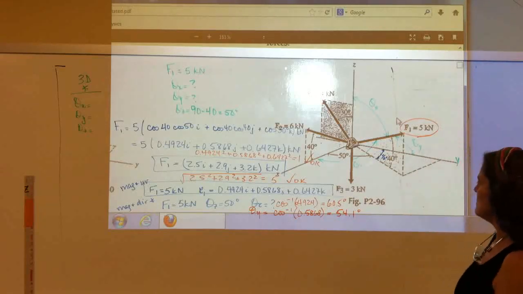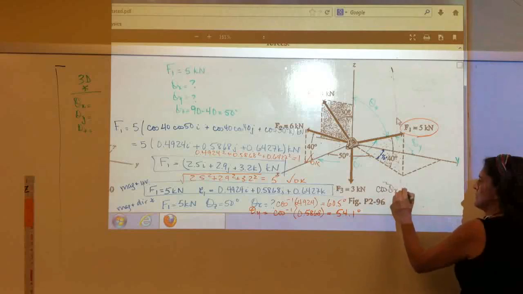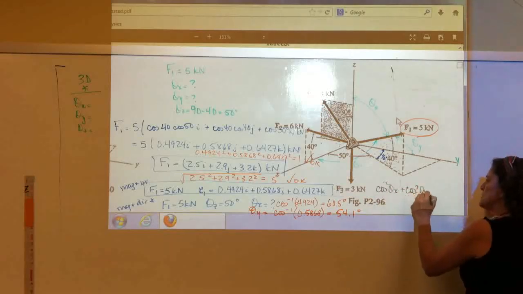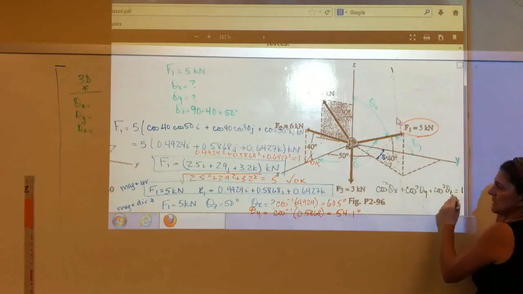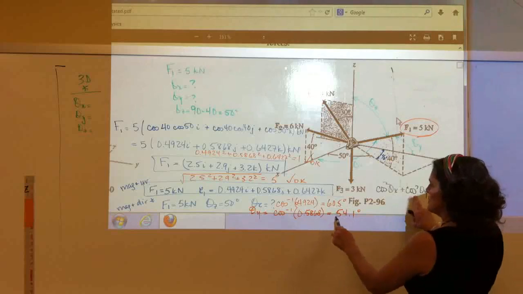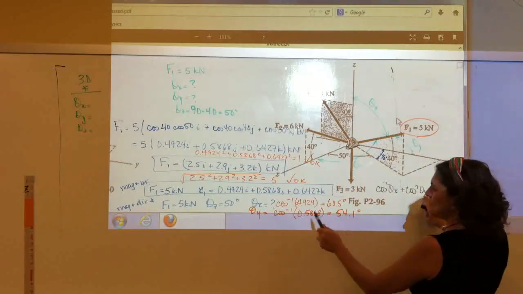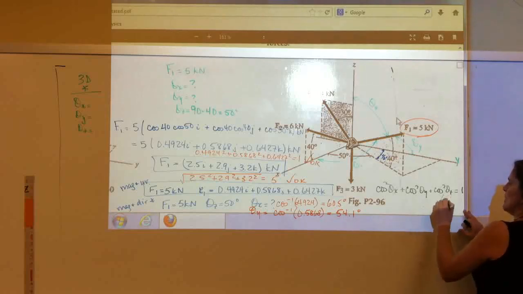And how can we check that? Well, the cosine of theta x squared plus the cosine of theta y squared plus the cosine of theta z squared is equal to 1. So the cosine of 60.5 squared plus the cosine of 54.1 squared plus the cosine of 50 squared is equal to 1, and it checks.